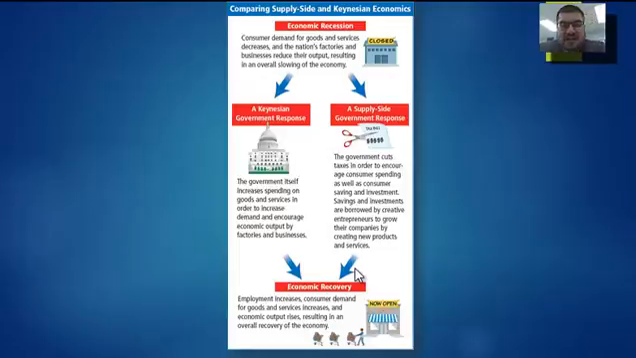In a supply side or a conservative, they would cut taxes in order to encourage consumer spending as well as consumer saving and investment. Then those savings and investments are borrowed and they can create new products and services, and the government collects more in taxes on that.